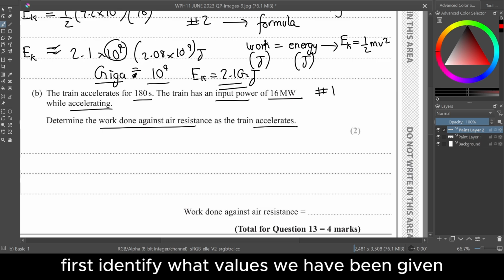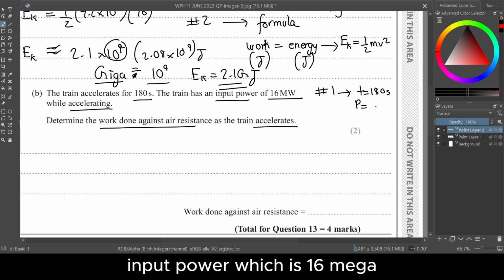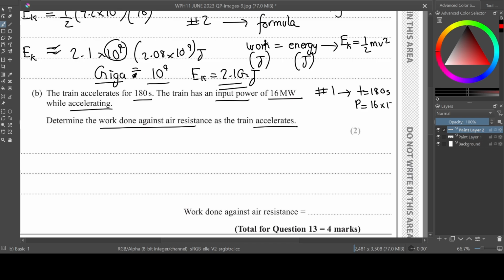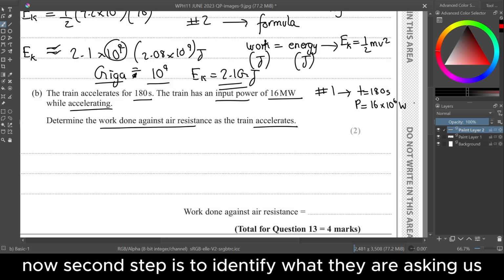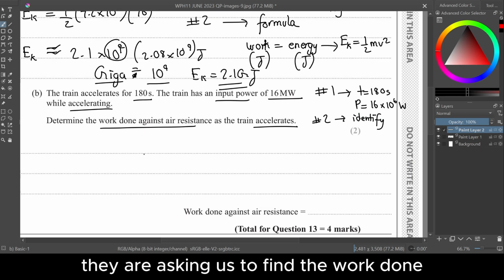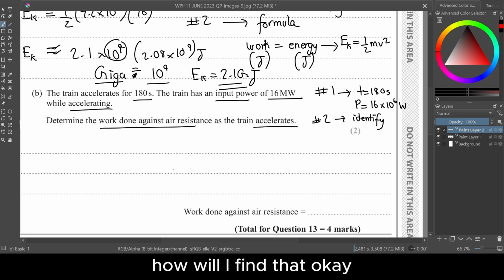First, identify what values we have been given. So we have time, which is 180 seconds, and we have input power, which is 16 megawatts. Mega is 10 raised to power 6, so 10 raised to power 6 watts. Now, second step is to identify what they are asking us. They are asking us to find the work done against air resistance as the train is accelerating. How will I find that?